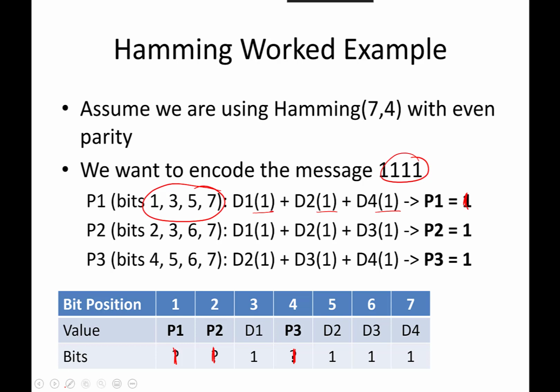So there goes a few different examples of how we can calculate Hamming code, work out the different parity bits, and localize an error within our code.